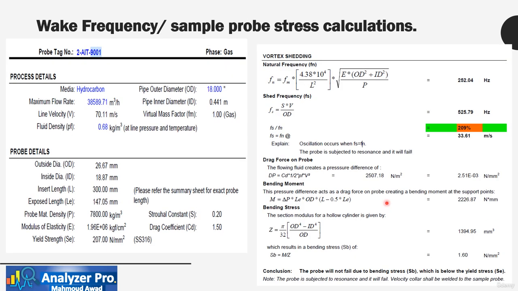Here is another example with another sample probe. When we calculated the shed frequency and natural frequency, we found that the shed frequency is larger than the natural frequency, so the sample probe may be subjected to resonance and it will fail. So, the solution that the designer used here is to weld a velocity collar to the sample probe. But, is there another solution to fix this problem? The answer is yes.